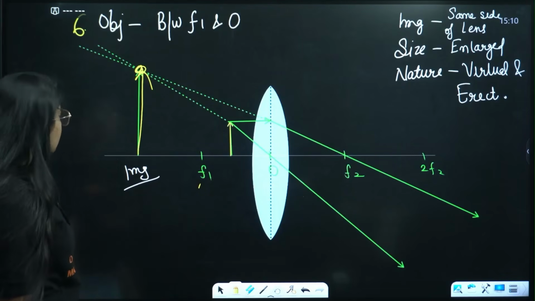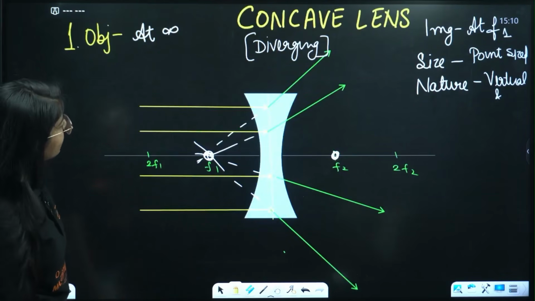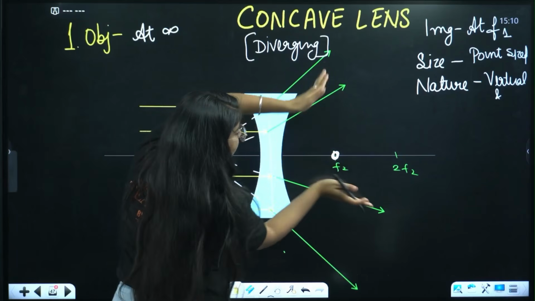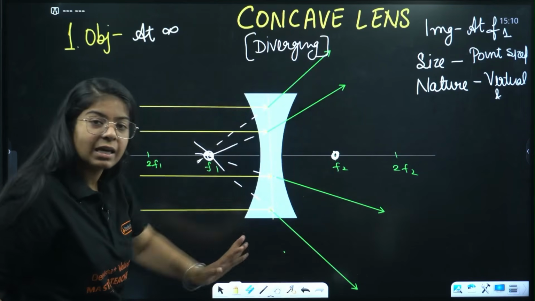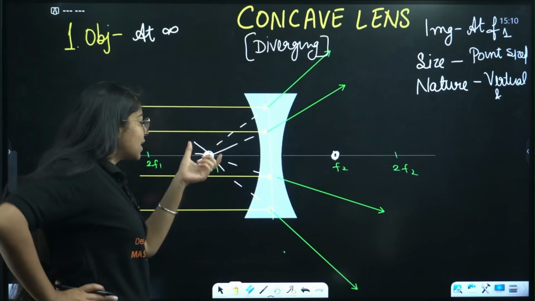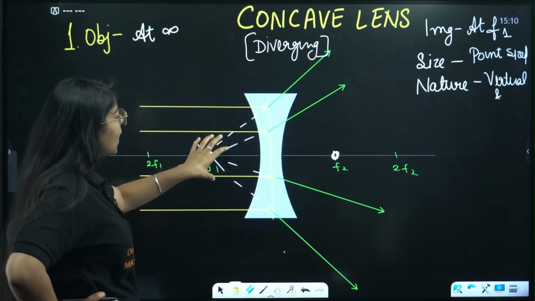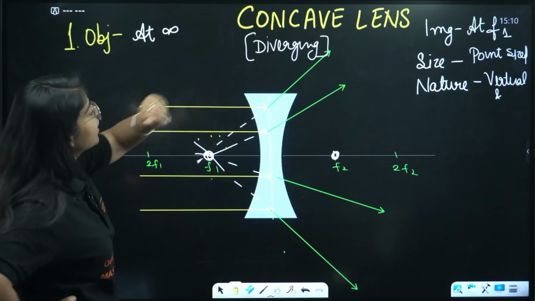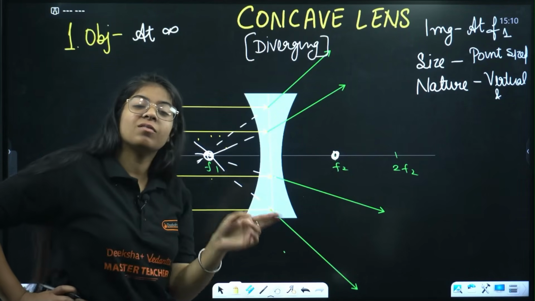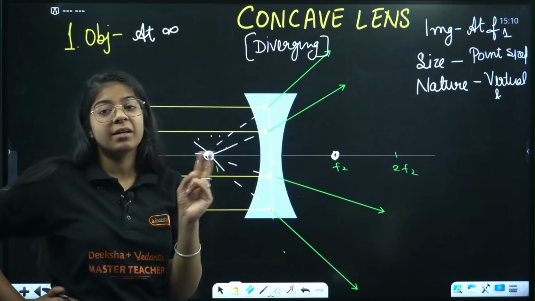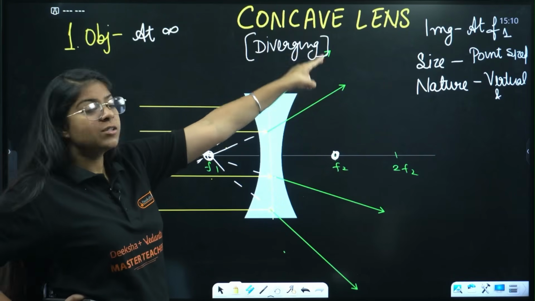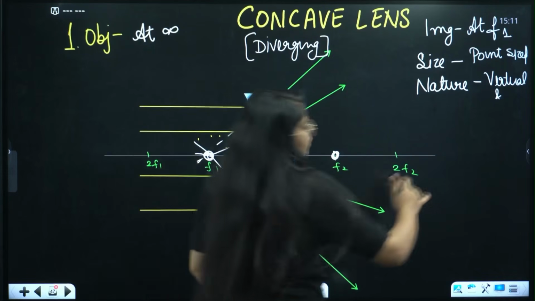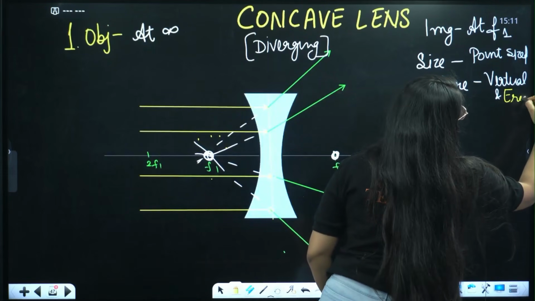Done. Next, we have the concave lens. Now instead of rays converging, they diverge. That is the property of concave lens. They diverge, so we extend them back and we see the image is formed at F1. So the object is at infinity, the image is at F1. In convex lens, it was at F2; here it is at F1. The size will be point size, and the nature will be virtual and erect.